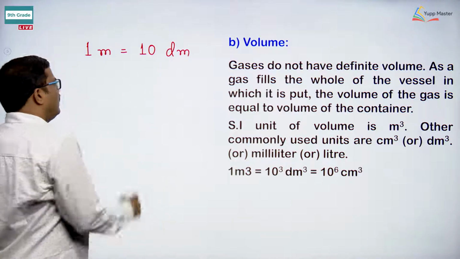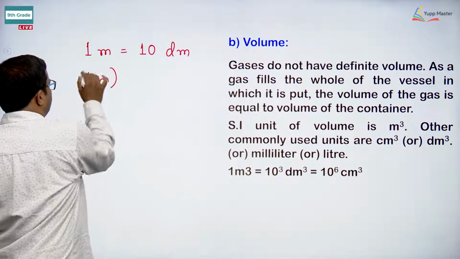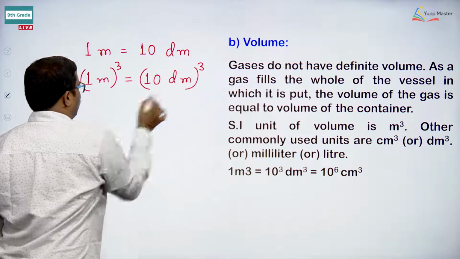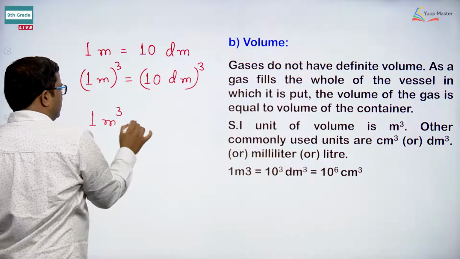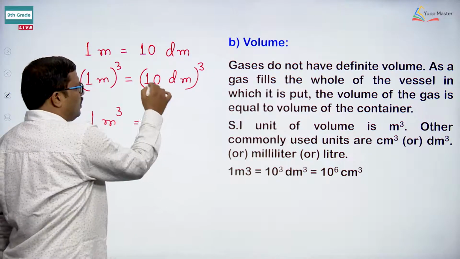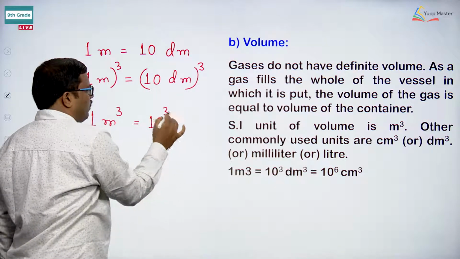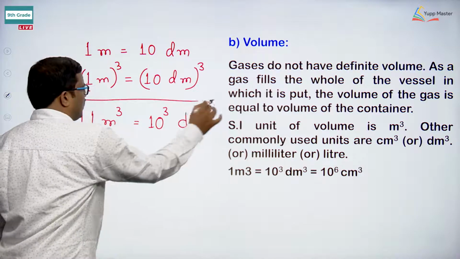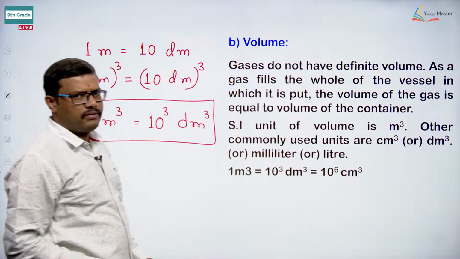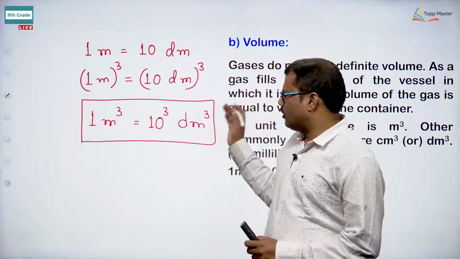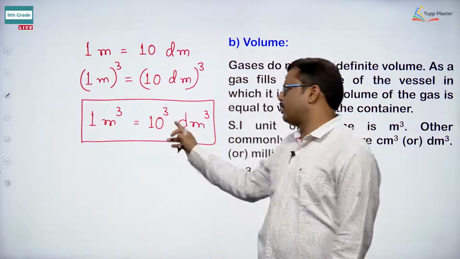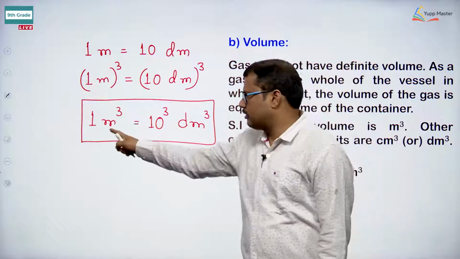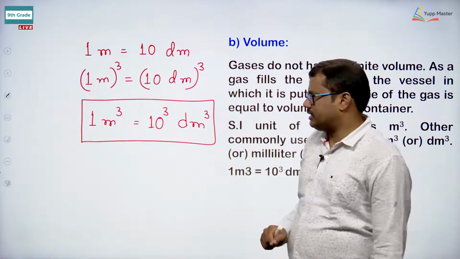Okay. Now if I am cubing both sides of the equation, what are we going to get? So 1 meter cube equals 10 to the power of 1 into power 3, which is 10 to the power of 3 decimeter cube. So this is how we can convert meter into decimeter. So 1 meter cube equals 10 to the power of 3 decimeters cube.